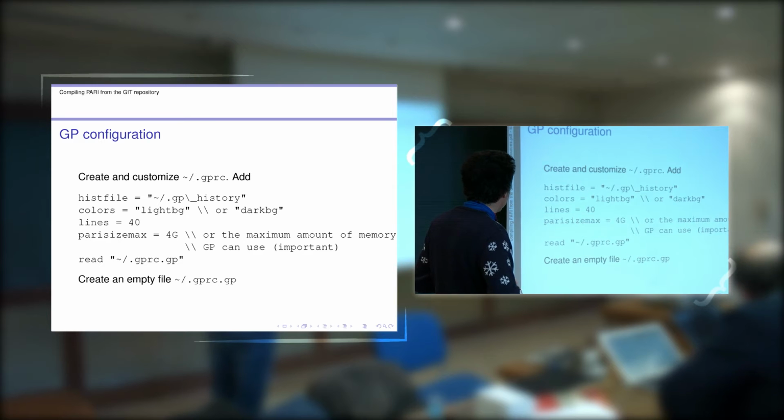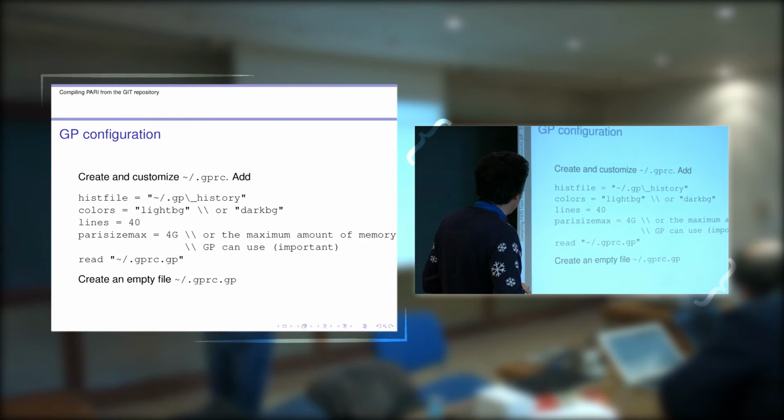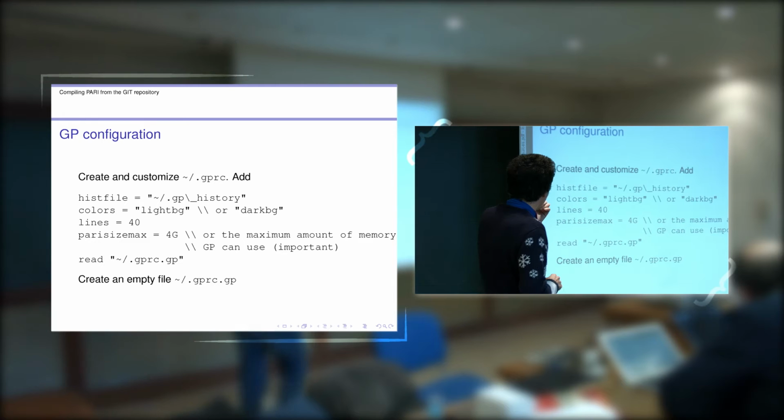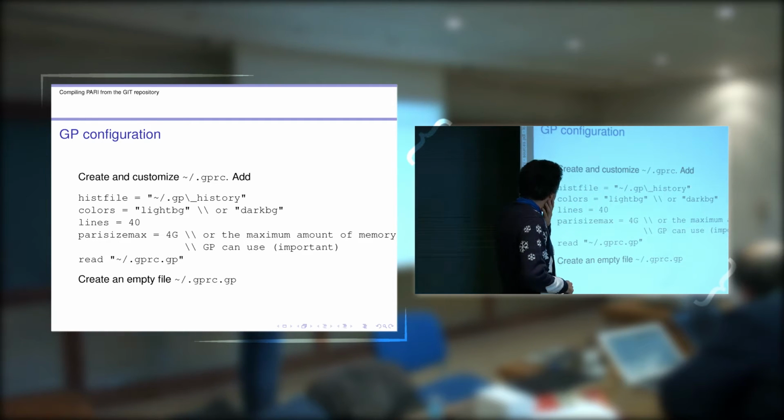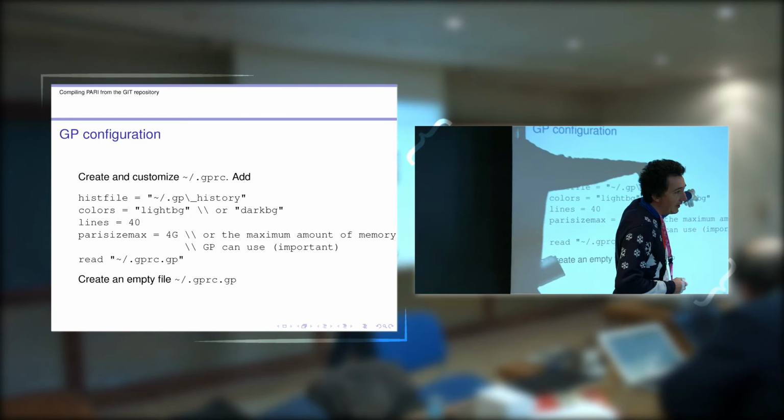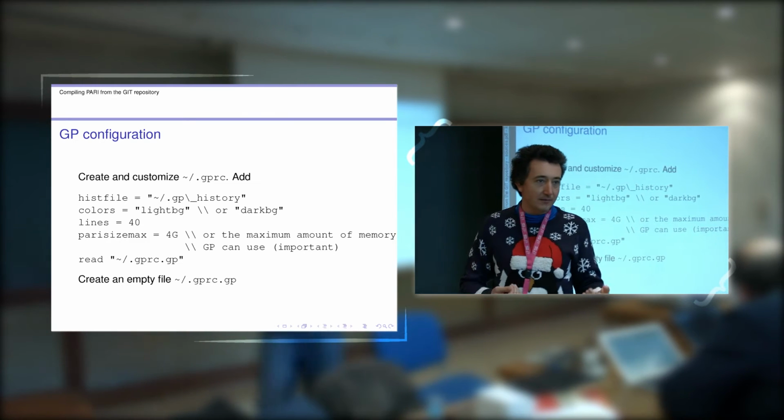Oh, there is a bug. So the .gprc is the GP startup file. When you start GP, we read this file.